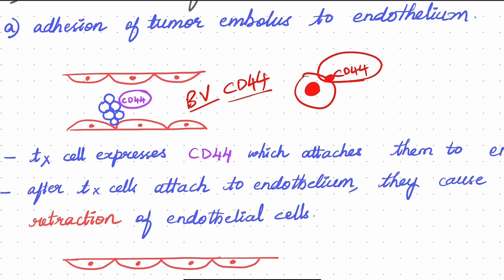It pulls. Now the tumor cell, here the tumor emboli is present. It is attracted towards the endothelium because of this CD44. This embolus attaches itself to the endothelium. This is the endothelium, these are the endothelial cells. The tumor embolus is attached to the endothelium, pulled towards it because of CD44.